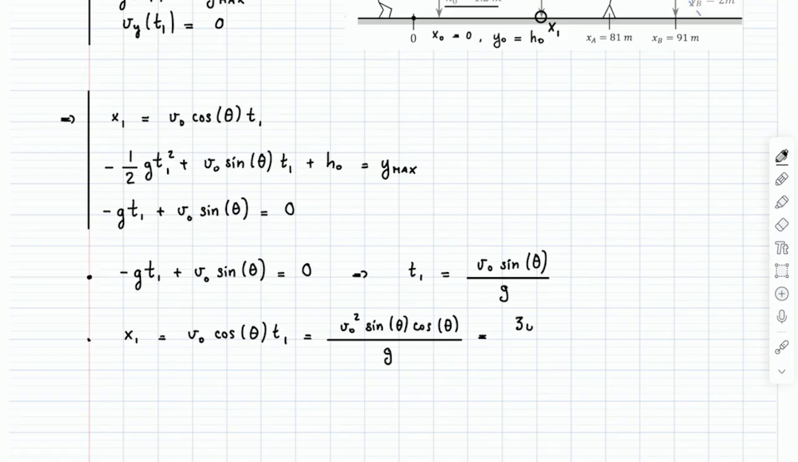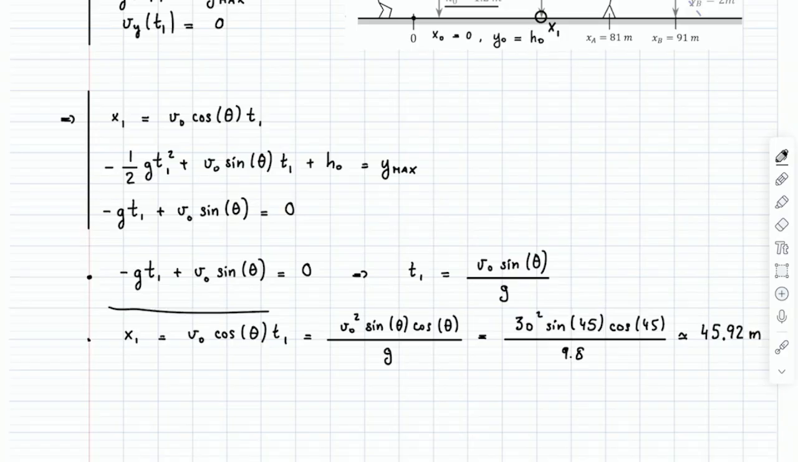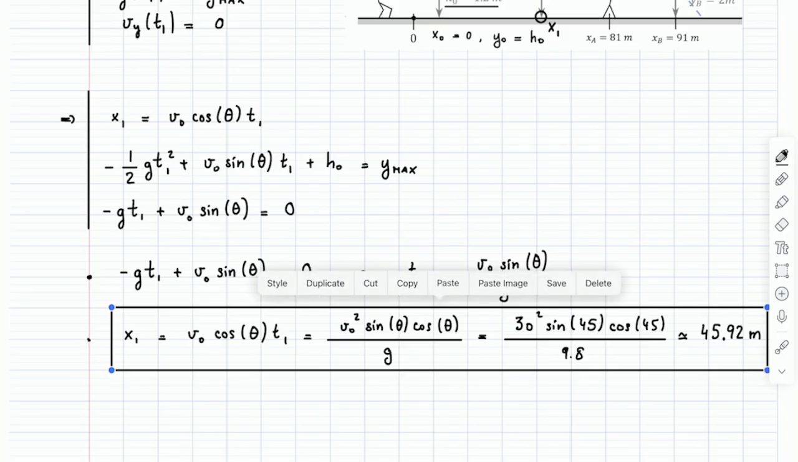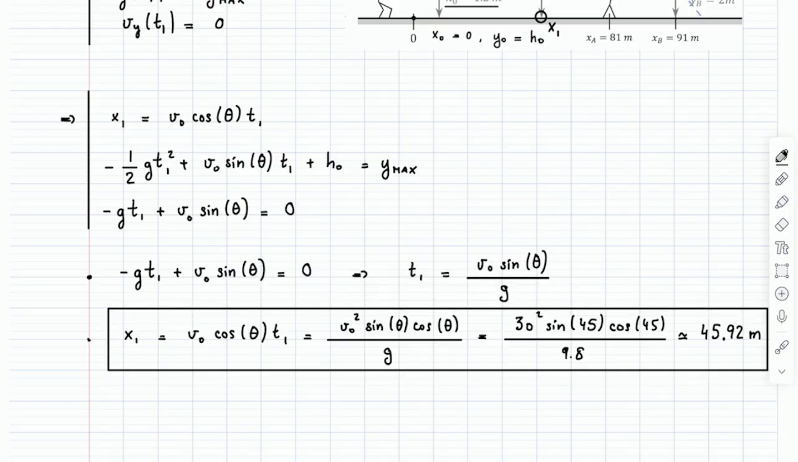So this is 30 squared times sine 45 times cosine of 45 divided by 9.8, and that's approximately 45.92 meters. That is the x location where the ball reaches its max height. Okay, there we go. All right.